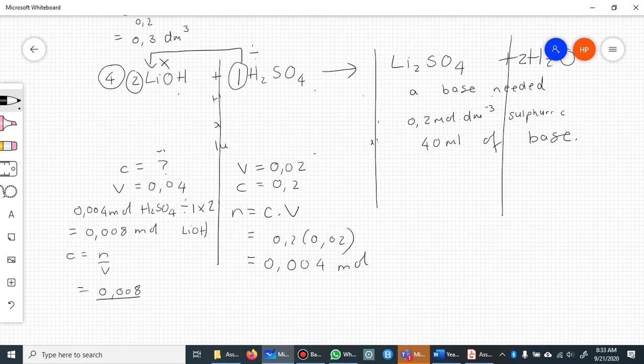0.008. The volume is 0.04. And then what do you guys get there as your concentration? 0.2. Thank you. Mole per decimeter cube. Everyone happy with that? Okay, now I'm going to teach you a different way to work this out.